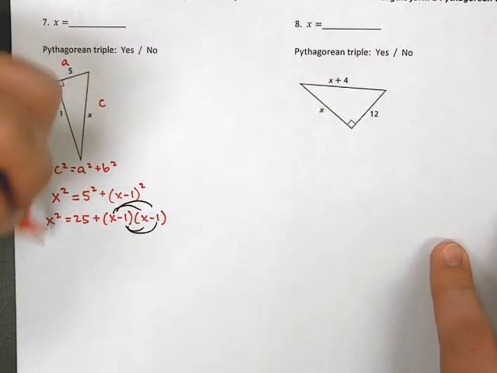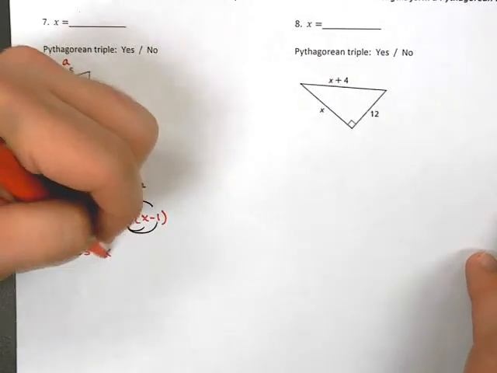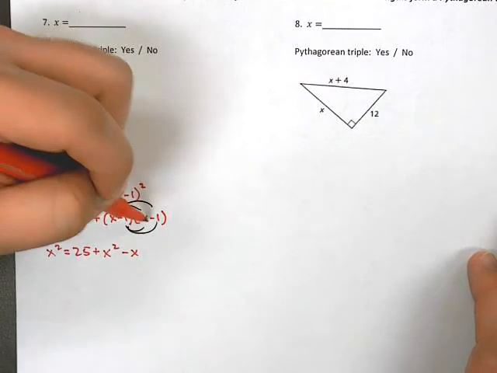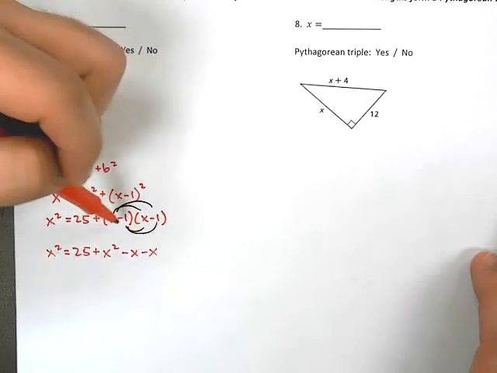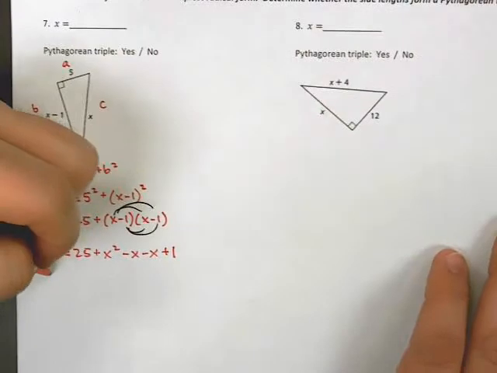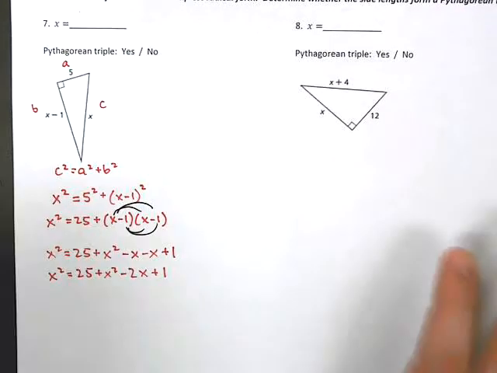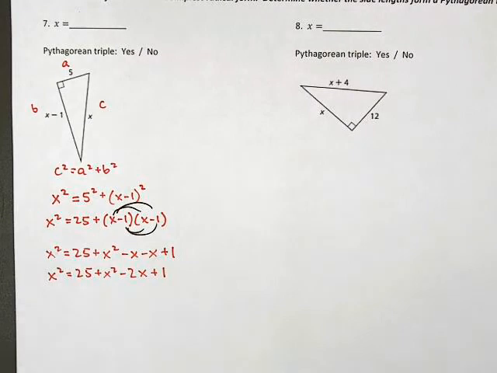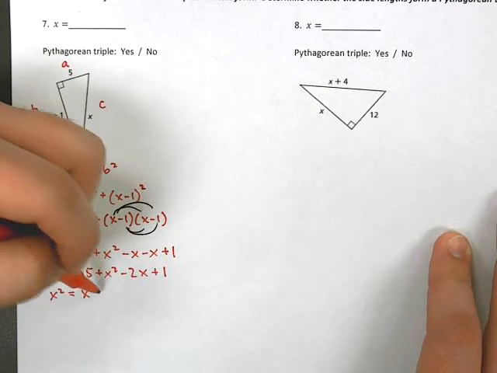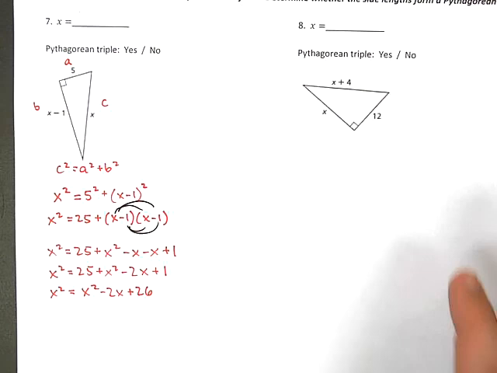Okay, so I keep going. X squared is equal to 25. Well, when I start to distribute, I get an x squared. I get a negative x. I get another negative x. And then I get a positive 1 plus 1. Great. Let's start to clean this up. X squared is equal to 25 plus x squared minus 2x plus 1. Oh, this is not bad at all. X squared equals x squared minus 2x plus 26. I guess I could have combined that on the last line, excuse me.